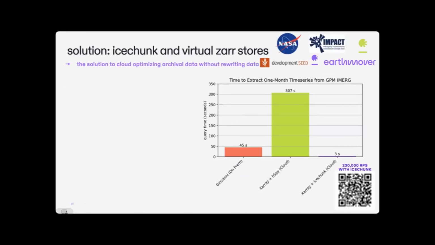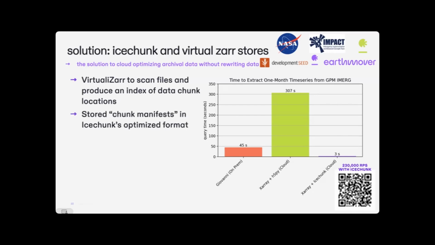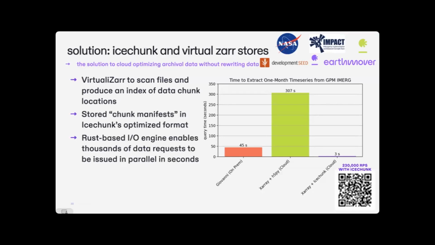So NASA partnered with Earthmover and Development Seed to pilot an approach to address this problem using IceChunk and virtualized Zarr. So we first use virtualized Zarr to scan these data set files and produce an index describing the precise location of all the data within each file. And then we store these data as chunk manifests in IceChunk's optimized format, basically being able to present the entire collection of data of over 1 million files as a single analysis-ready data cube. We then leveraged IceChunk's optimized Rust-based I/O engine to enable thousands of data requests to be issued in parallel in just seconds. And the results here are actually quite stunning.